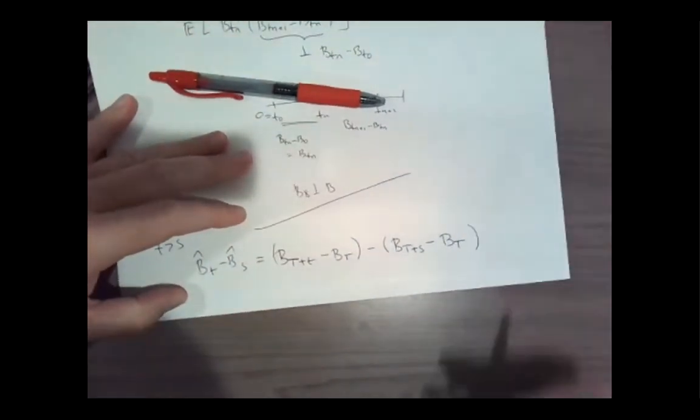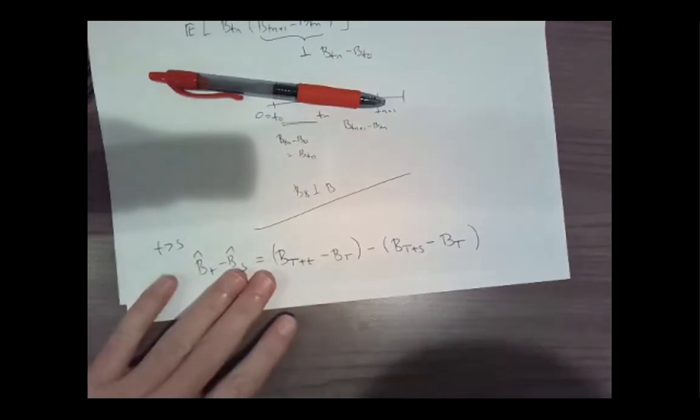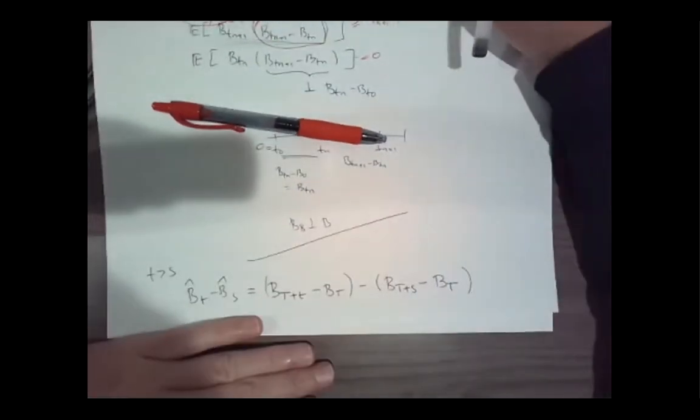Oh, wait. I think I understand. Okay, got it. I was putting a minus. I put t minus t and t minus s. That is why I was getting the opposite. Okay, I got it. Thank you. I appreciate it.